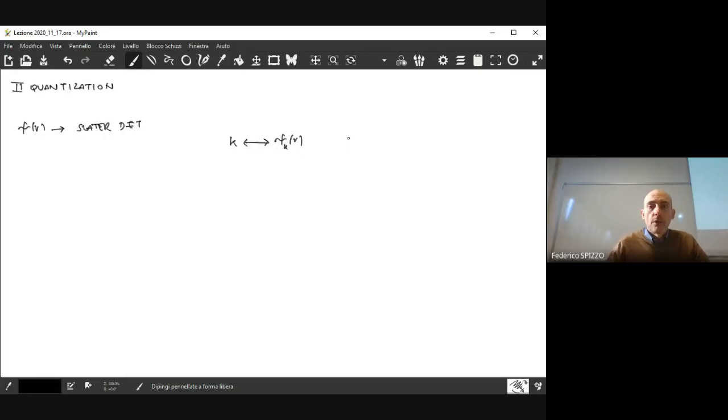At this point, we may fix an ordering of the levels. So let's suppose that we start from level 1, level 2, level 3, 4, and so on.